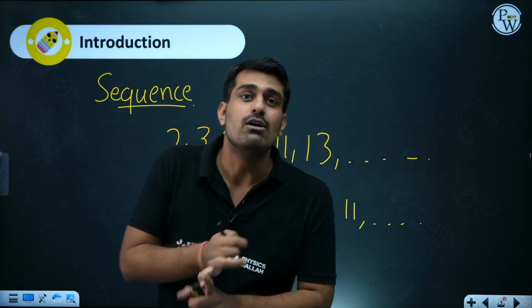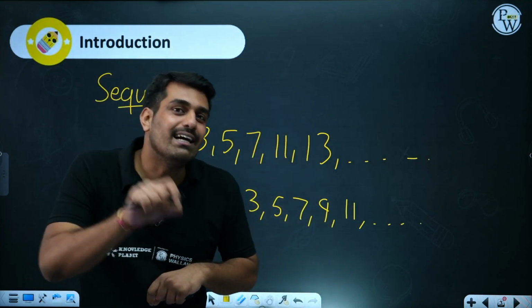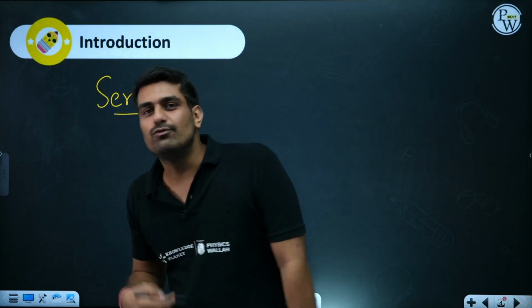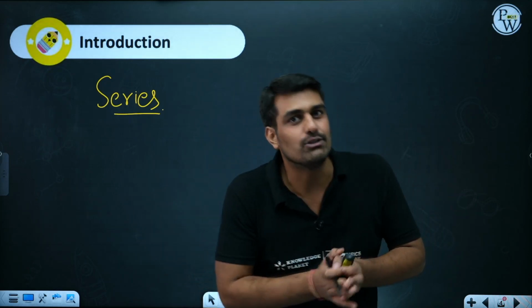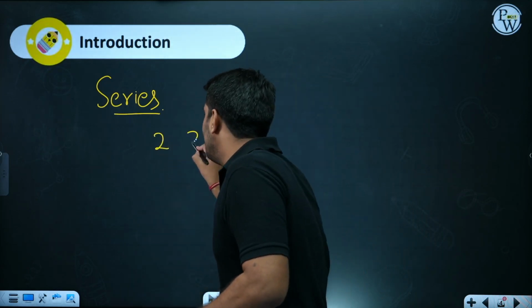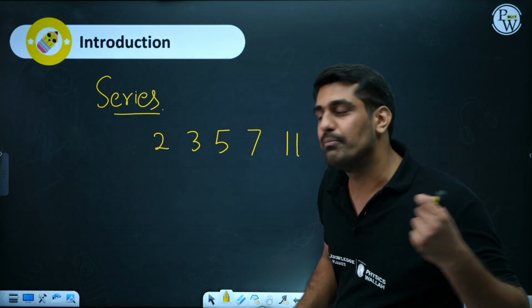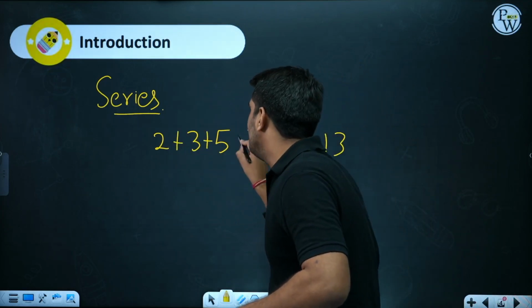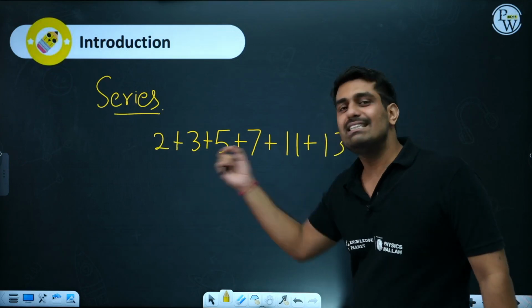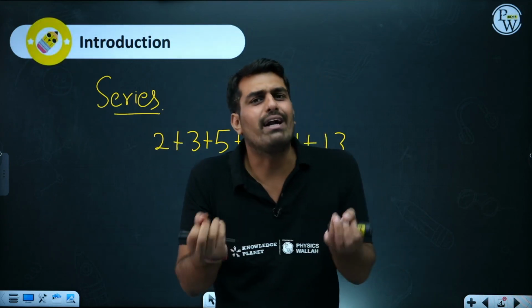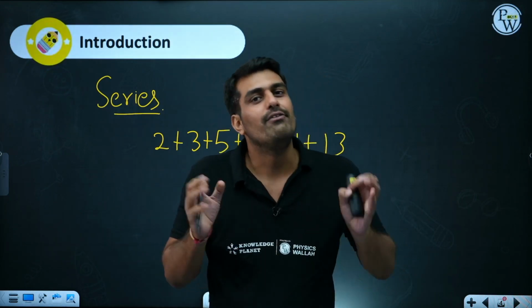So how does it differ from another term, progression, or another term called series? So what exactly is series now? This term series is also new to you. Series is simply the addition of the numbers in the sequence. So when I write 2, 3, 5, 7, 11, 13, all these numbers when I add up, I will be getting a simple series. Series is the simple sum of all the numbers in the sequence. So whatever be the sequence, if I take the sum of all of them, we will have a series.